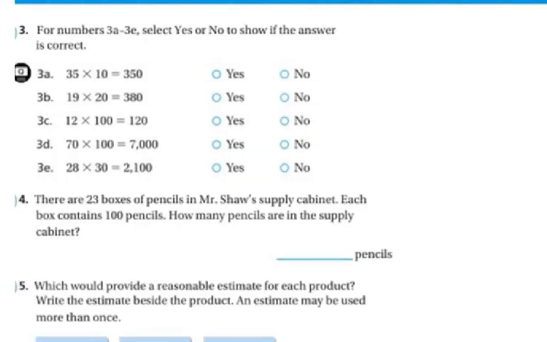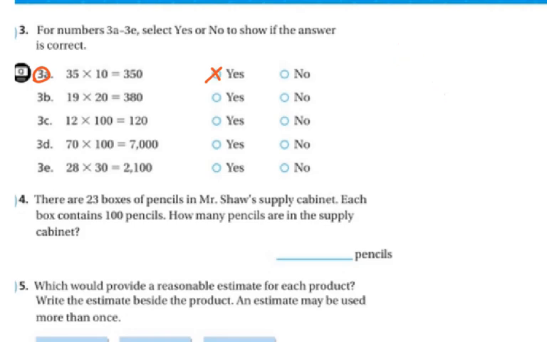All right, on this one, they want us to know if it's the correct answer. So first, let's look at 3A. We have 35 times 10. Well, we know that 1 times 10 is 35, but it's really times 10. So I'm going to put my 0 there, so it's 350. So yes, that is the right answer.